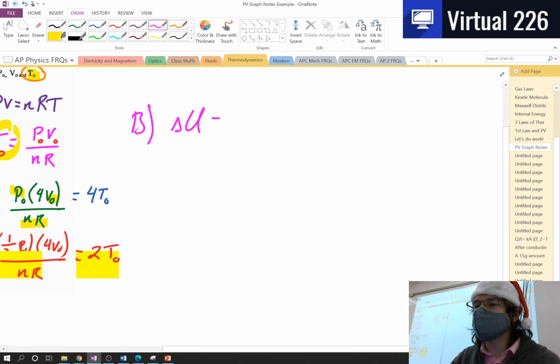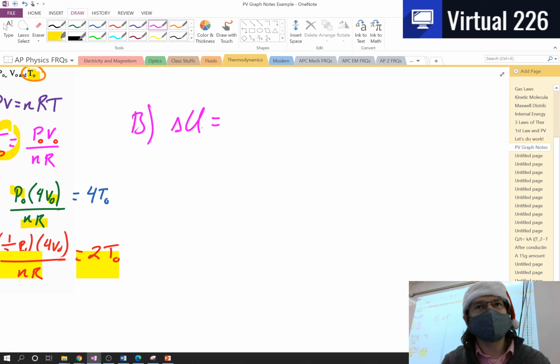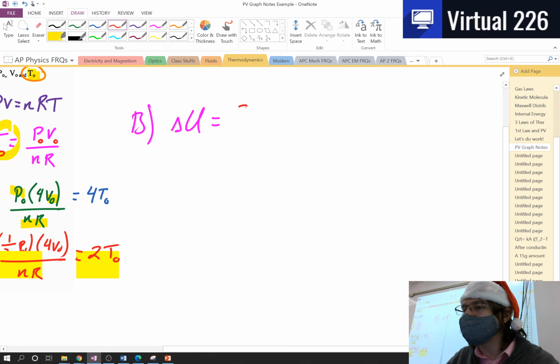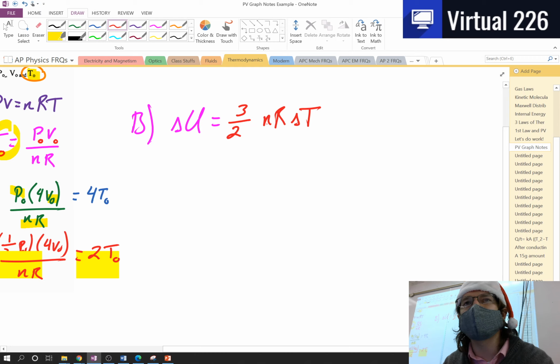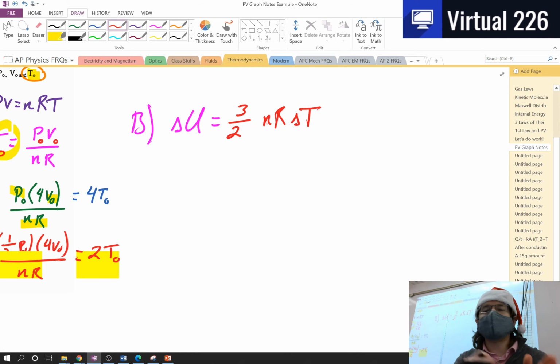If we want to find this change of internal energy, we might initially think first law of thermodynamics, Q plus W. But if we just pause for a second, we will hopefully recognize that delta U also equals 3/2 nR delta T for a monatomic gas. And we have the delta T's. We just solved for the temperature at each vertex, so we can use those.